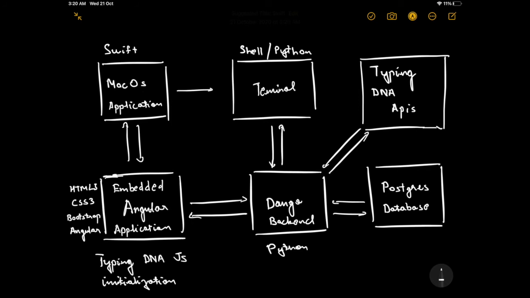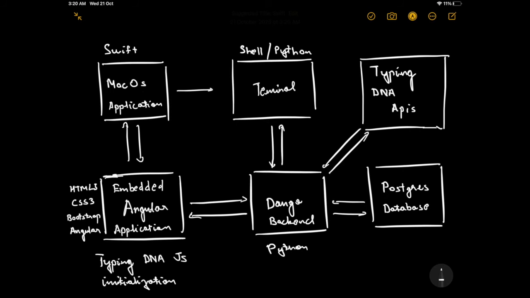Now let's just get to the technical architecture of the system. There are 6 main components to the system. The Swift application, as you saw in the pop-up, hosts an Angular embedded application which initializes the typing DNA JS, as well as it captures all the typing DNA patterns and passes on to the Django backend. The Django backend interacts with the typing DNA APIs as well as the database, where it stores all the access tokens, all the command tokens, and everything.